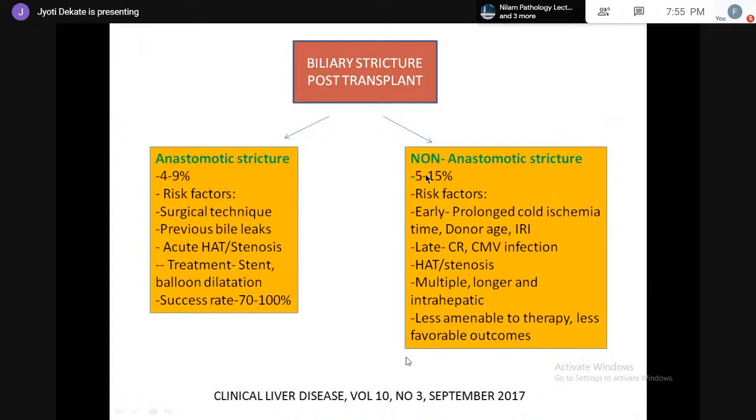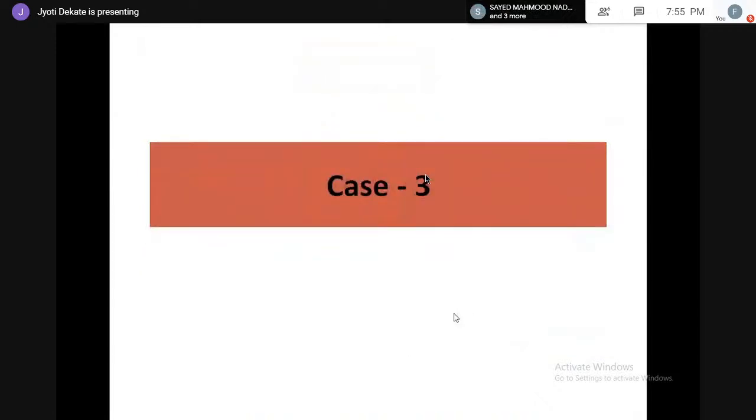In my case, which I have shown, this patient developed an anastomotic stricture and was stented, but later on cholangiogram he was found to have multiple intrahepatic strictures, which is basically the non-anastomotic stricture type, and that is why he continued to have cholestatic dysfunction and markedly elevated bilirubin levels. So this is one of the other complications. Now moving on to the other case showing a different spectrum of complication.